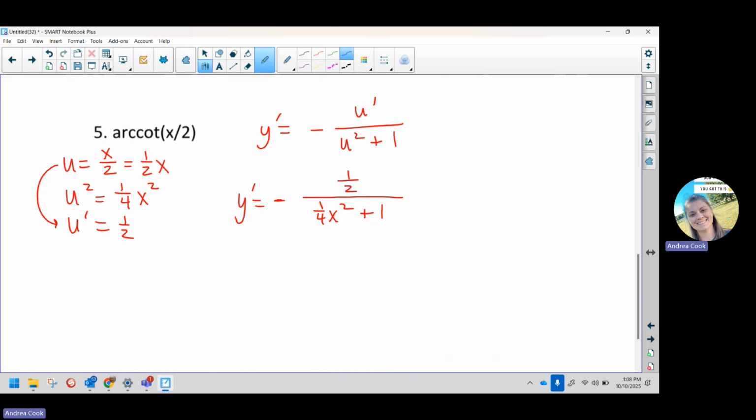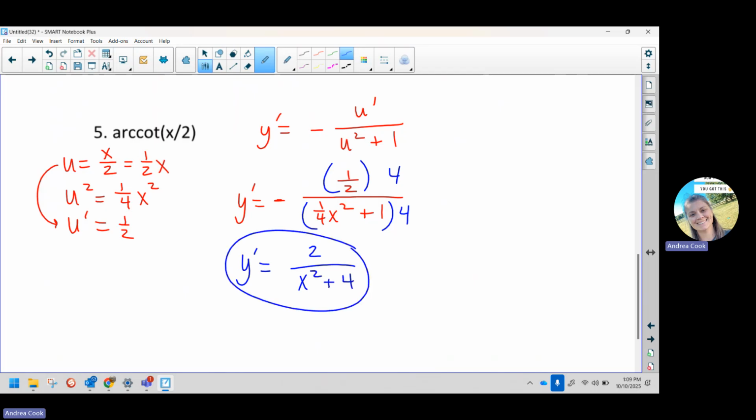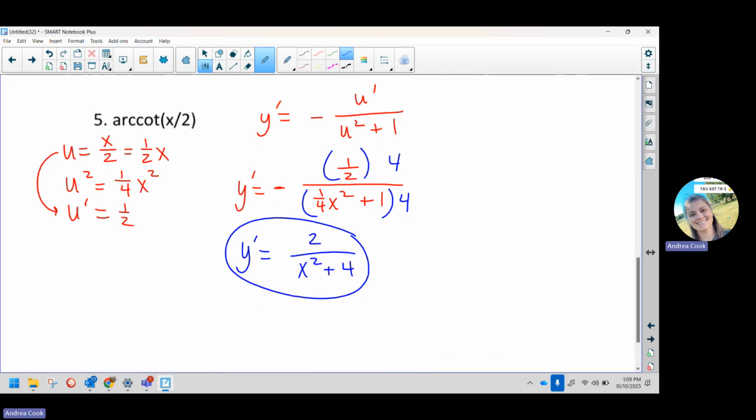What should I multiply by to get rid of that little fraction? If I multiply by 2, it wouldn't get rid of the 1/4. So we want to multiply by 4. So 1/2 of 4 is 2, and then don't forget you have to distribute that 4. So you would get x squared plus 4 on the bottom. It is negative. Why do I keep forgetting my negative?